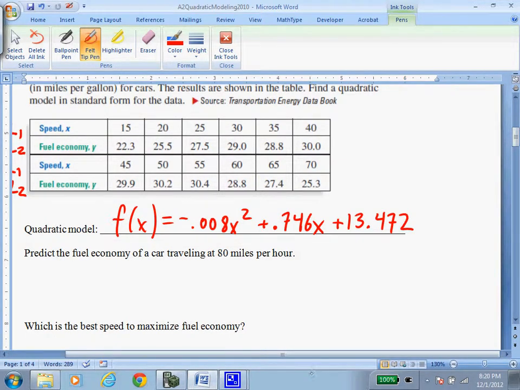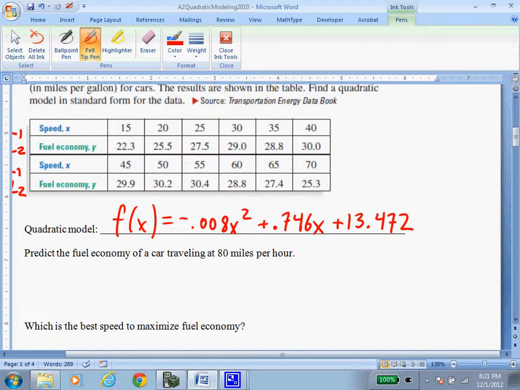Hello everybody. When we decide that a quadratic function is appropriate for modeling a situation, there's a lot of very useful things that different parts of the quadratic function can tell us about the situation that we are choosing to model. So we're going to answer some questions that the model would be able to help us find. The first question is we're going to predict the fuel economy of a car traveling at 80 miles per hour.